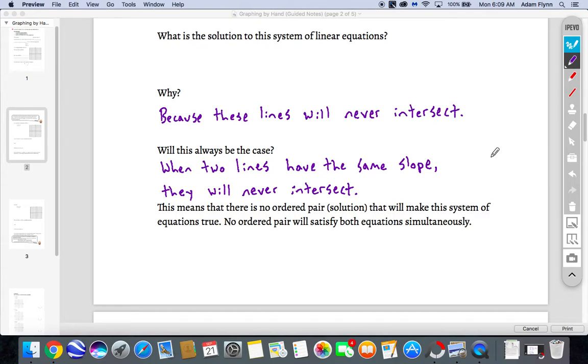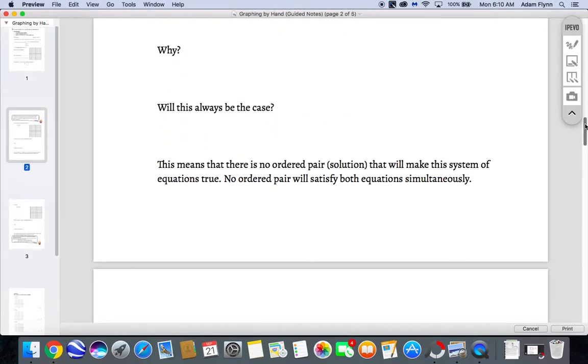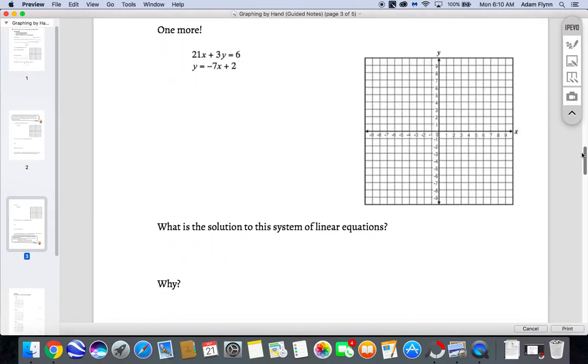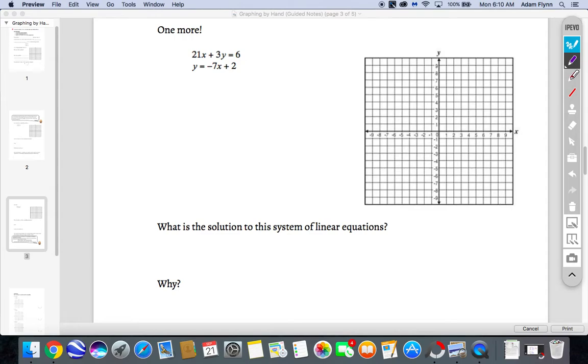Okay, so what does that mean, no solution? This means that there's no ordered pair that will make this system of equations true. Because that's the whole goal of this. We're trying to find one answer or one point that makes both of those equations true simultaneously. So there is no ordered pair that will do that for those equations. Okay, we'll take a look at one more special case and then we'll head on to the example problems.